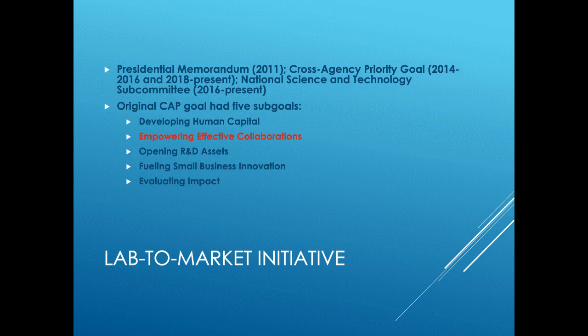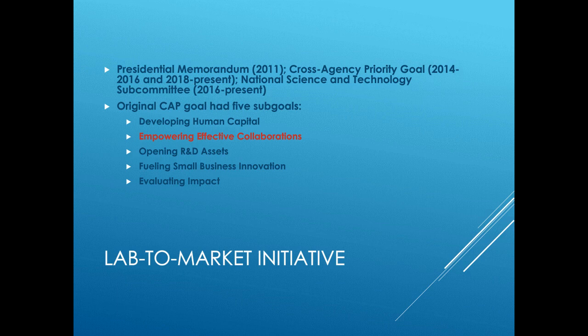Subsequent to the first cross-agency priority goal, a National Science and Technology Council subcommittee was chartered under the Committee on Technology, and this will be rechartered as the Lab to Market subcommittee under the newly formed Committee on Science and Technology Enterprise. So this will house efforts not only related to technology transfer, but also on scientific collections, on research infrastructure, and on open data initiatives.